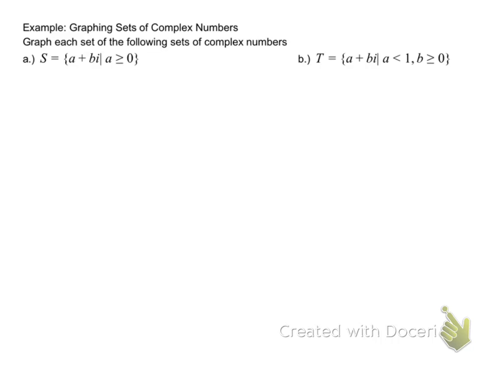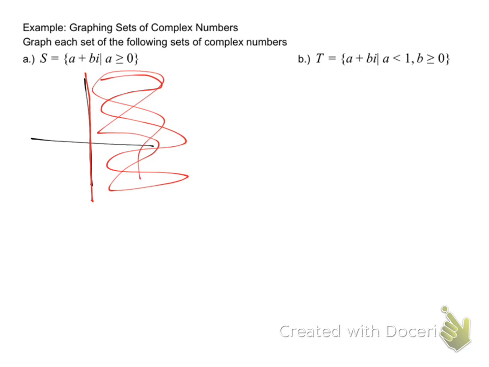Here's our axes. I'll change colors. a equals 0. Whoops, not dotted though, is it? Solid line. And where is a greater than 0? To the right. It's all numbers, complex numbers, that fall into this area. So, is that a solution? Yep. Is this a solution? No, because it's not in the solution set. Pretty simple, huh?